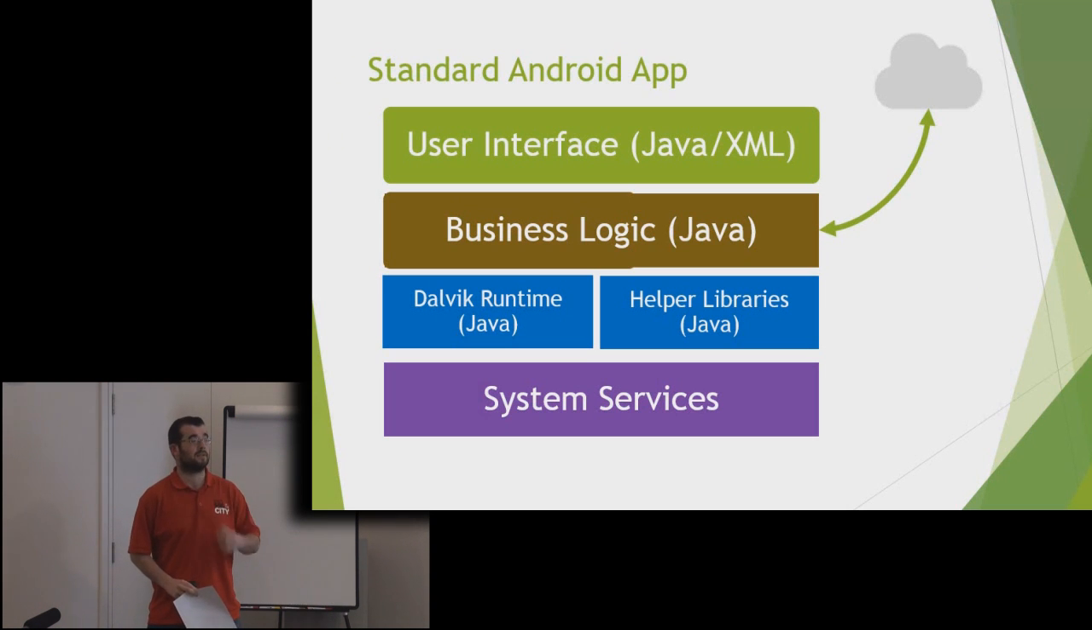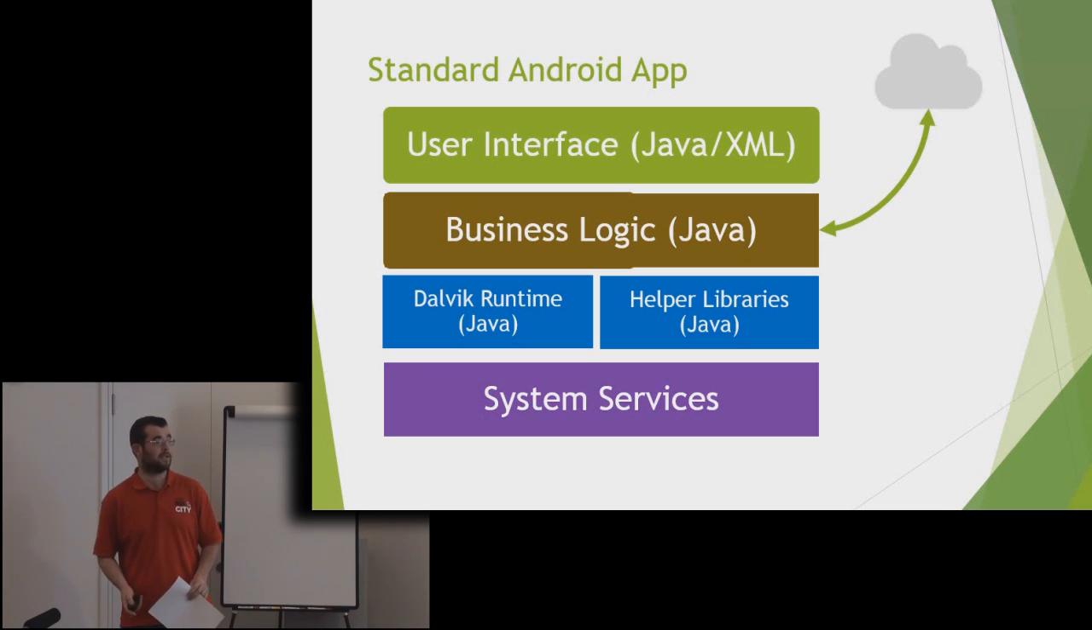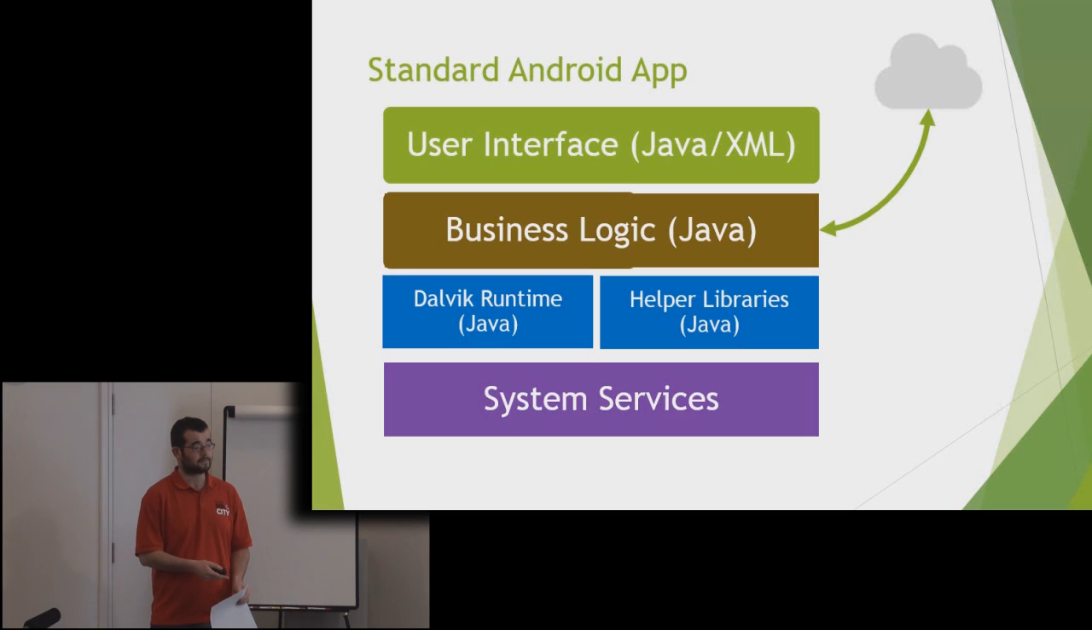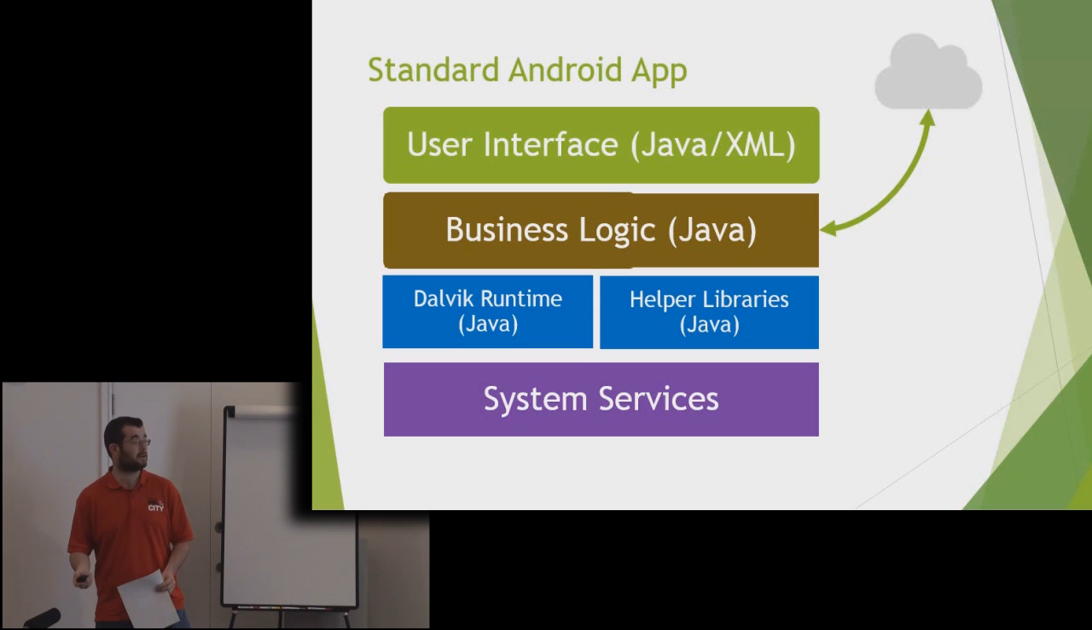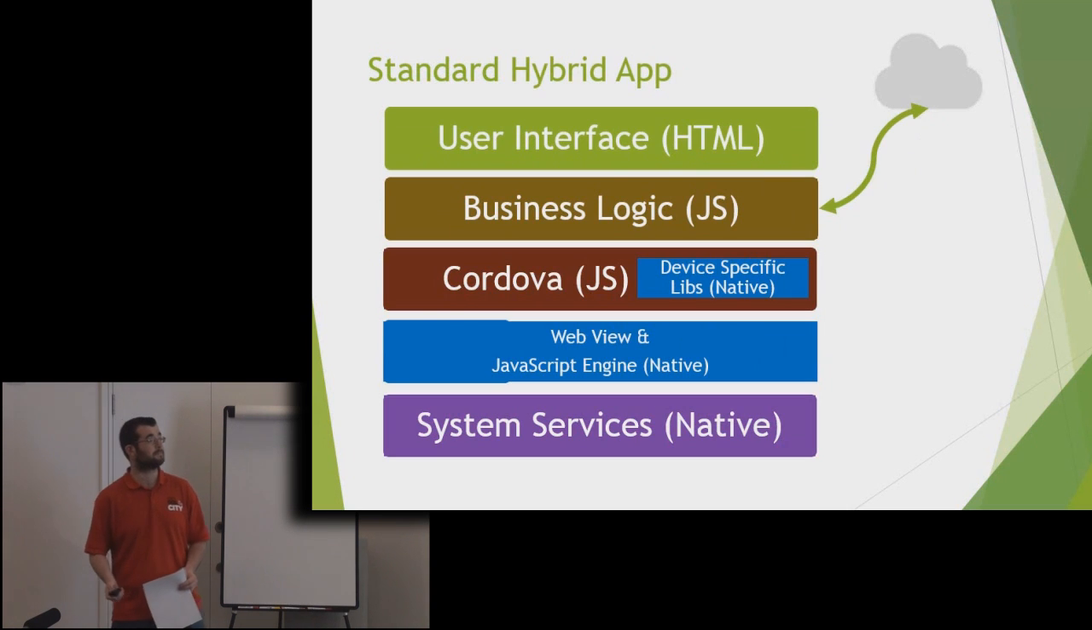You have some user interface written using Java or XML. You have some business logic written using Java, and then you farm out as much of that as possible to web services just to keep all your business logic somewhere else. Then your app is supported using, in the case of Android, the Dalvik runtime or any helper libraries. So if you want to do, let's say, barcode scanning, you would get some third-party library to do that.